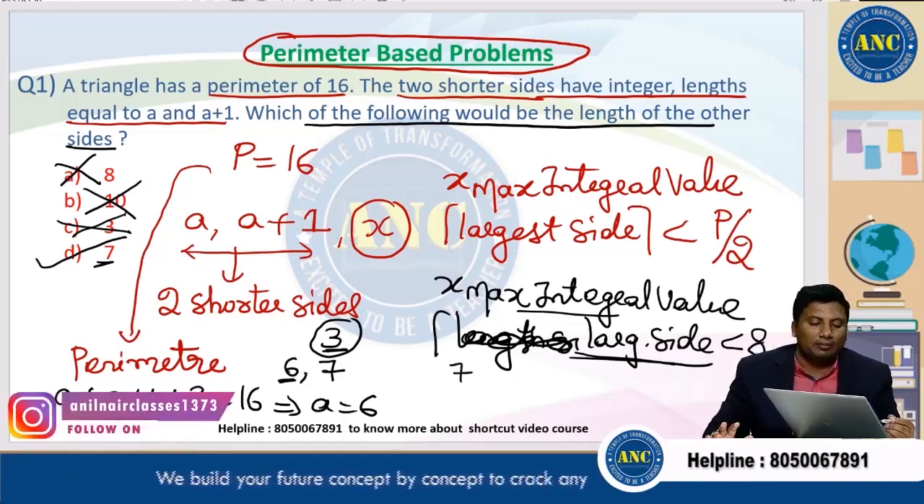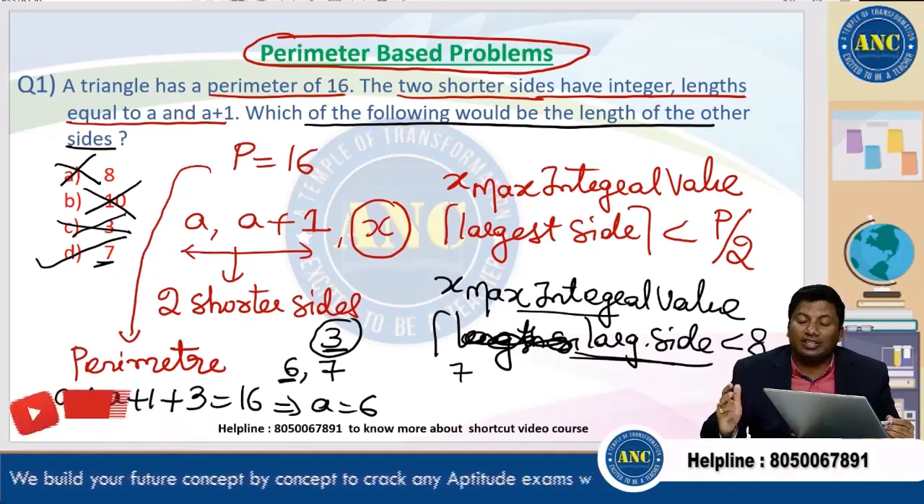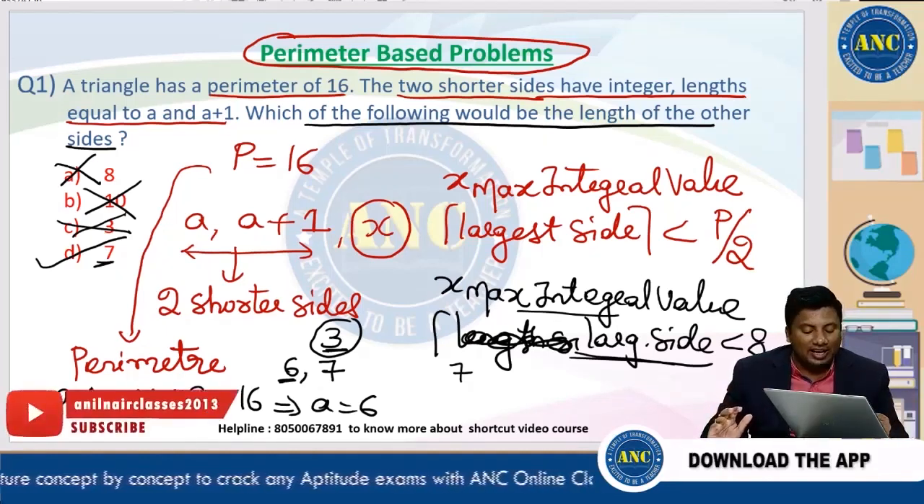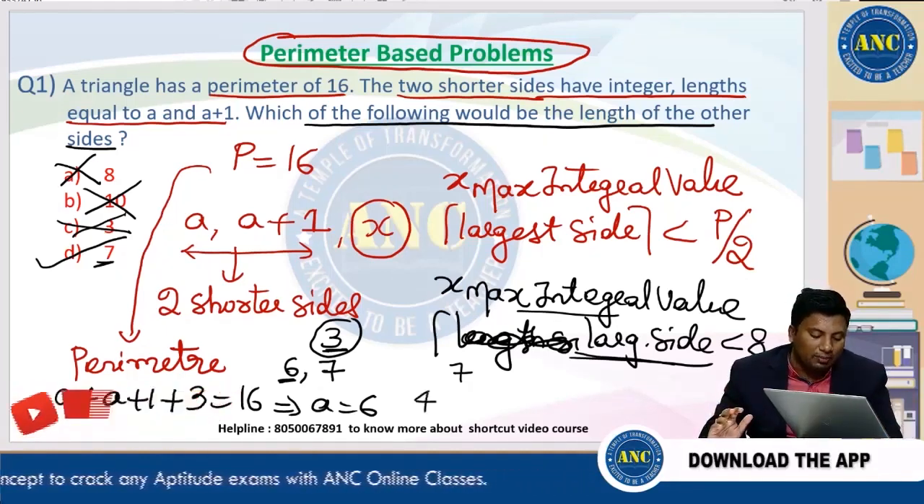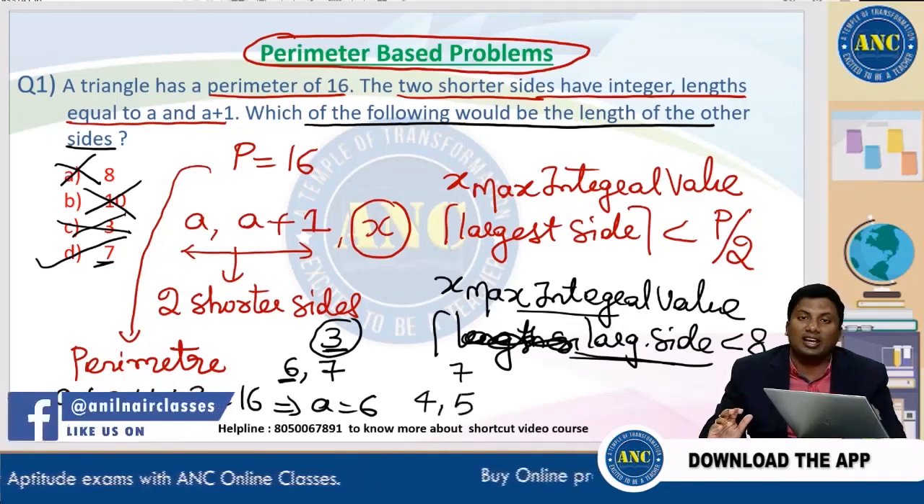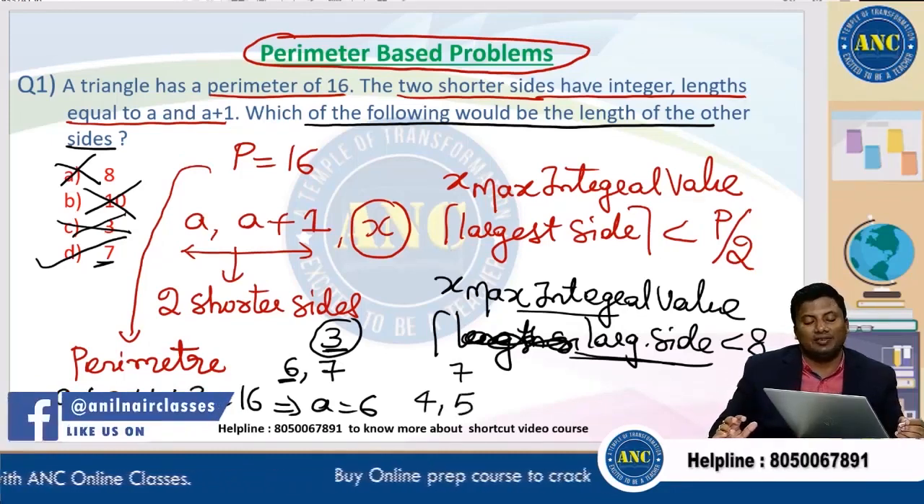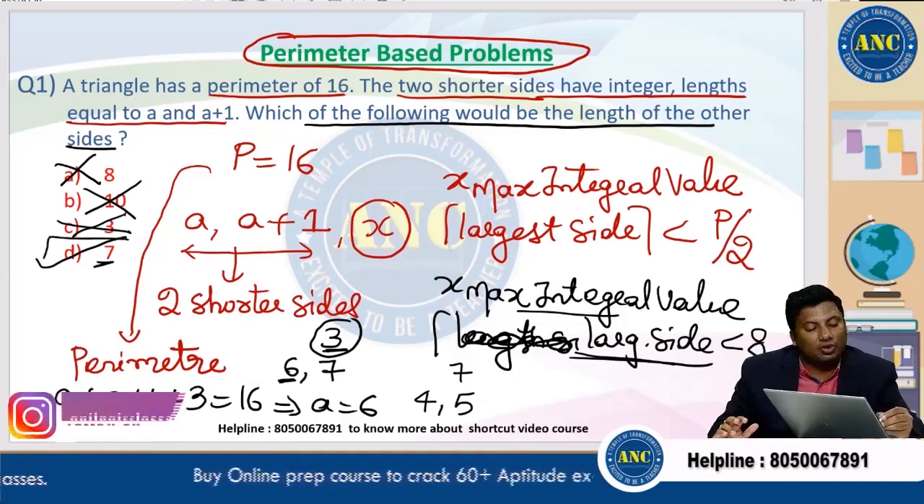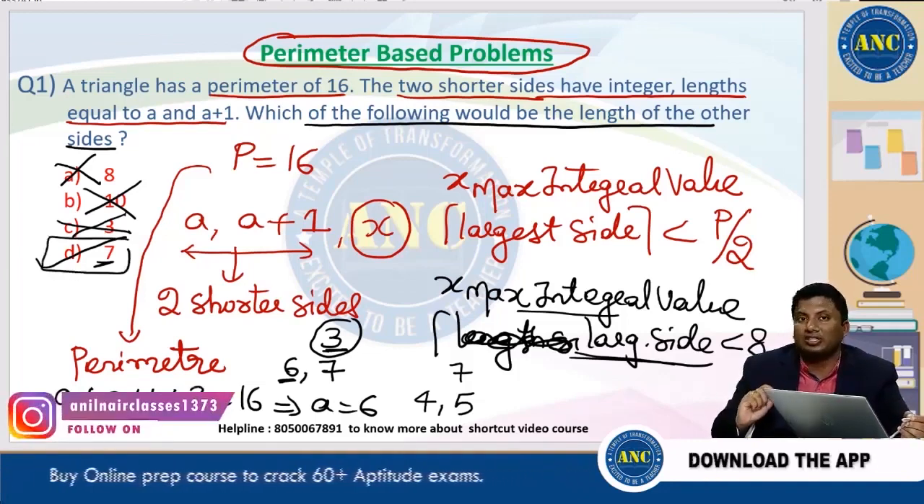Remaining 2 are nothing but out of 16, one side is 7. Remaining is 9. They both are consecutive numbers, 4 and 5. 4 is less than 7. 5 is less than 7. That means the answer for this question is 7. I hope the concept is clear.